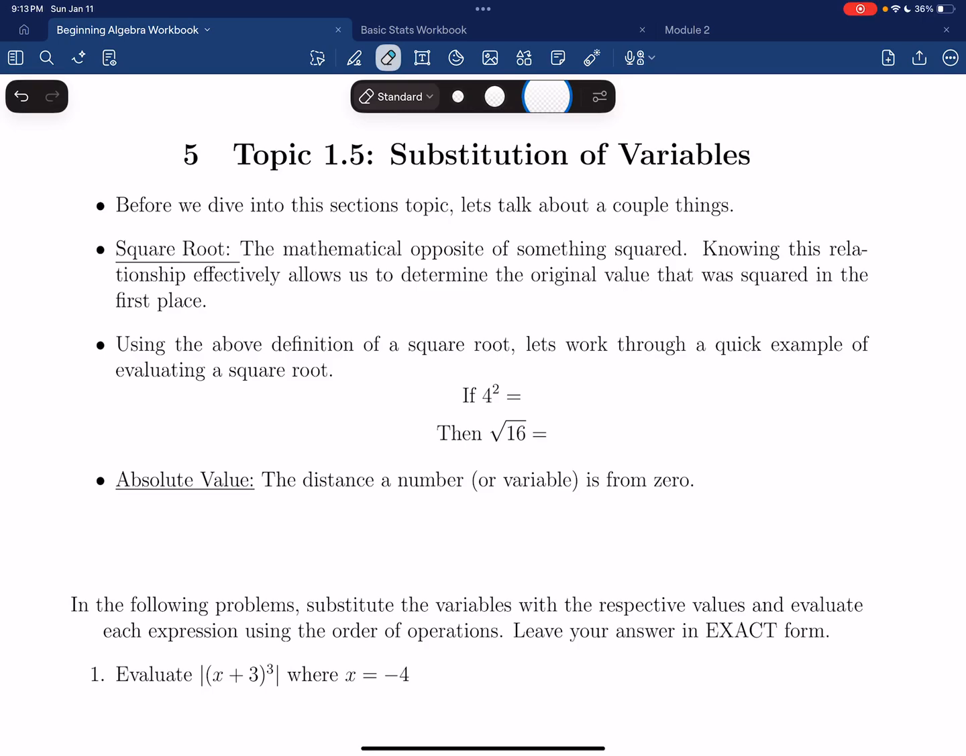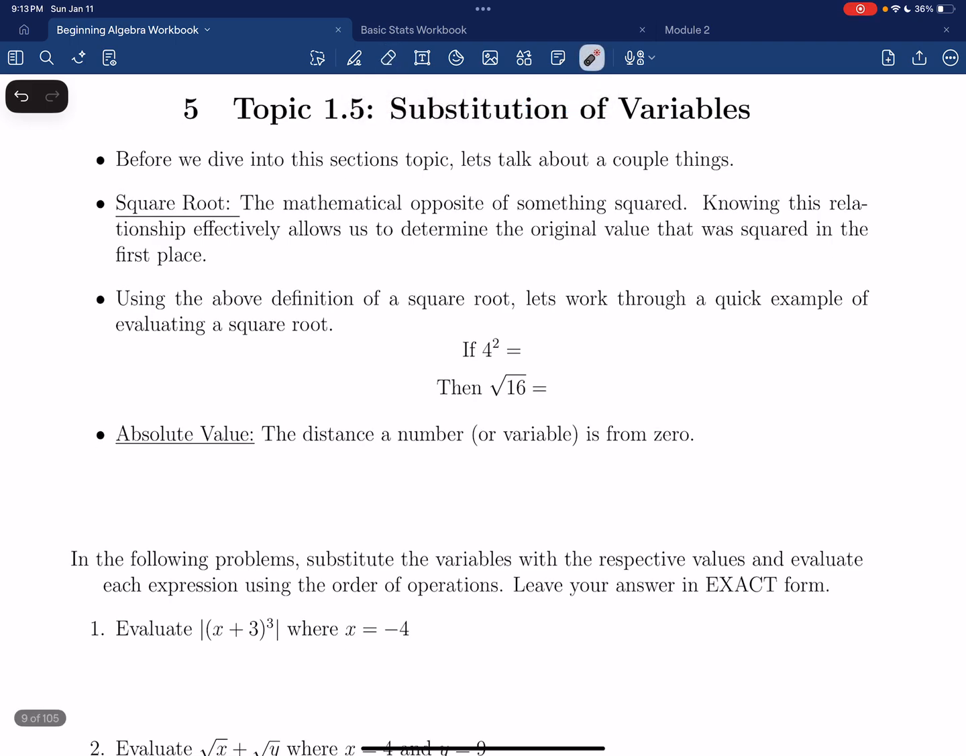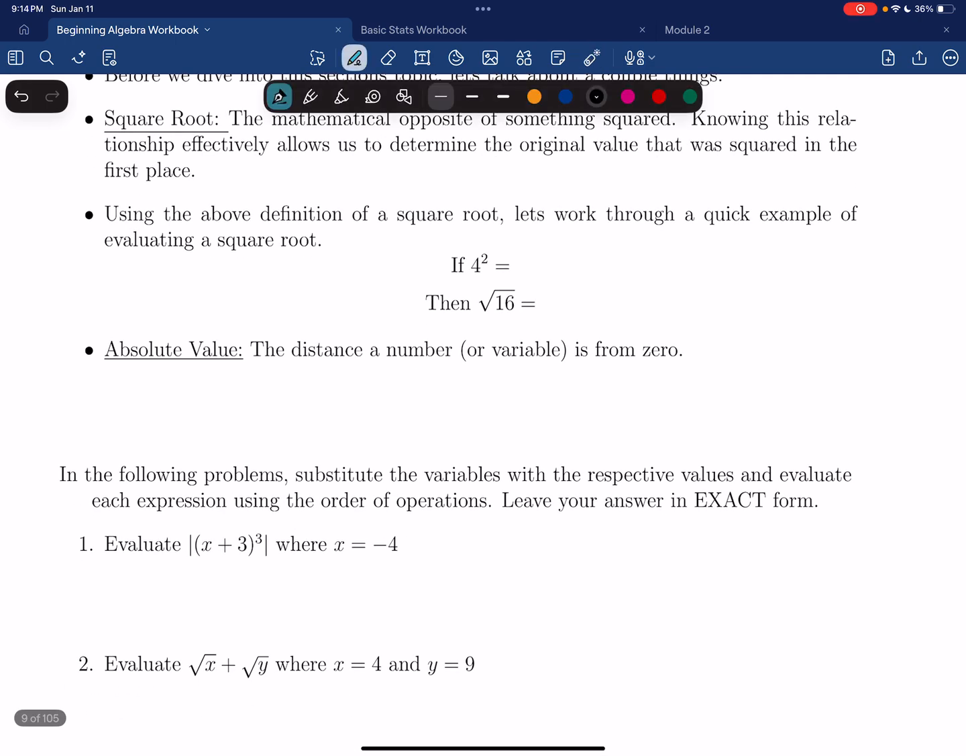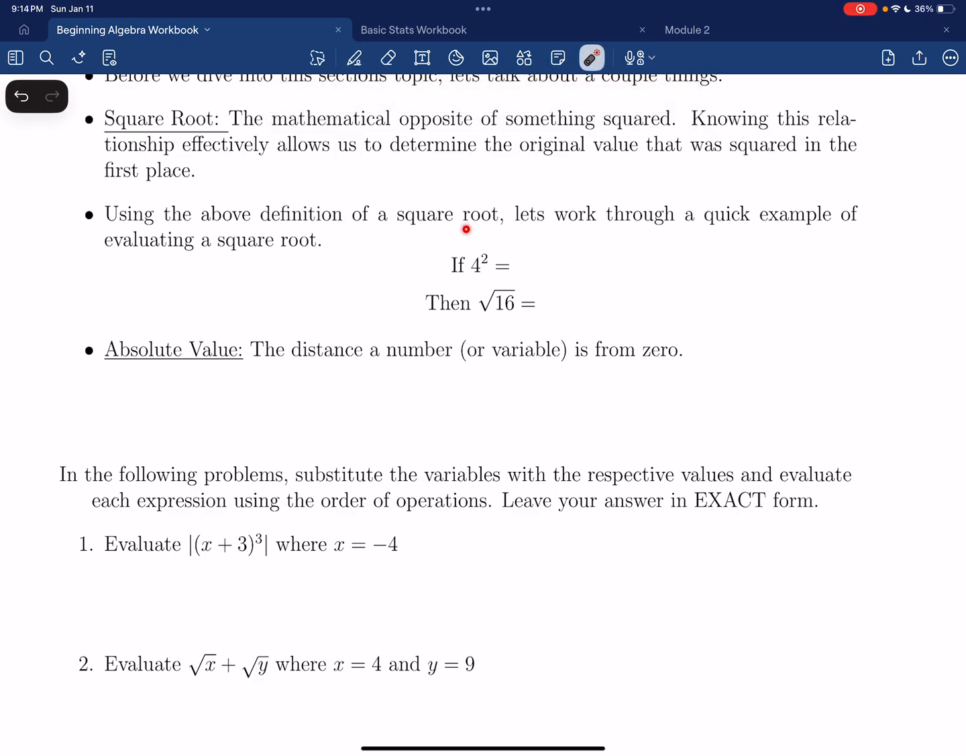Welcome to topic 1.5. In this video, we are going to begin to delve into order of operations essentially, but with a twist. So let's first talk about what square roots are. Square roots are the mathematical opposites of something squared.